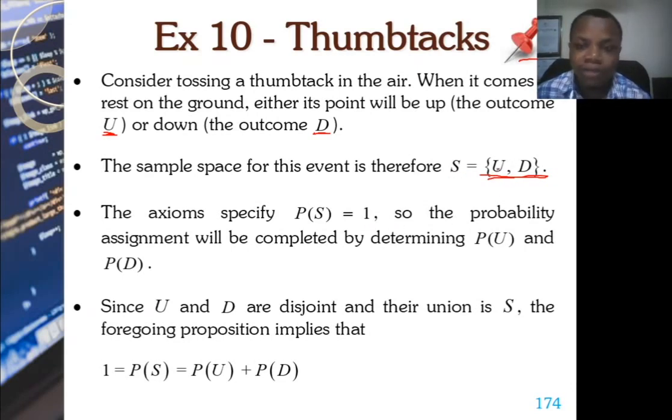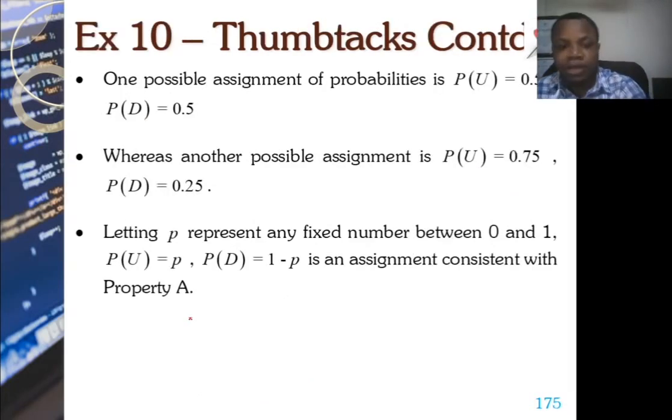We are going to look at taking them one by one. So if we look at the probability of this whole sample space, this should give us 1. Now, for the second one, since U and D are disjoint, and their union is S, the foregoing proposition implies that the probability of S, which is equal to 1, is the probability of the event U plus the probability of the event D. Summing these two should give us the probability of the sample space, which definitely is equal to 1.